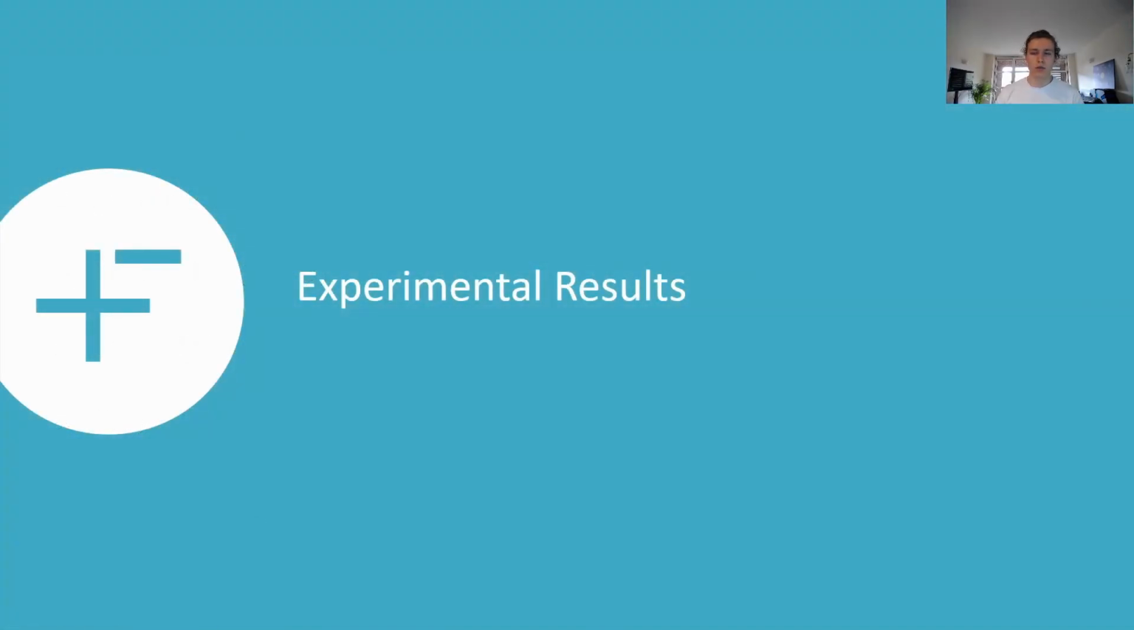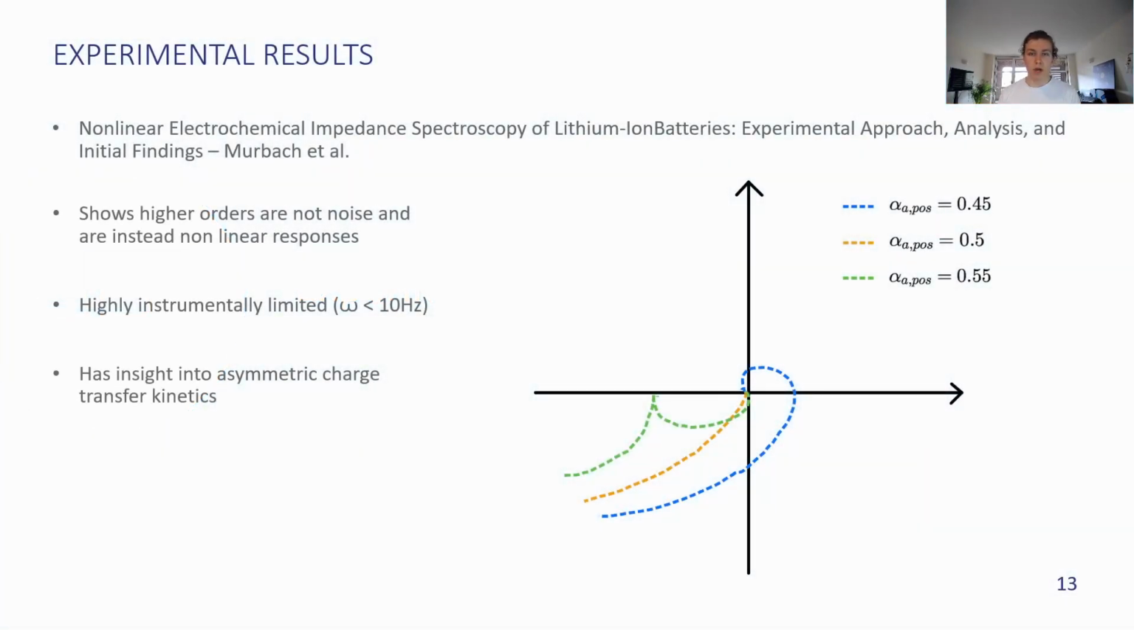So now I'd like to talk about some experimental results. So the aforementioned Murbach et al. paper was one of the first to have experimental data from nonlinear EIS. And what they showed was that they were actually highly instrumentally limited in that the signal to noise ratio above 10 Hertz was actually so great that their data from this region wasn't usable.